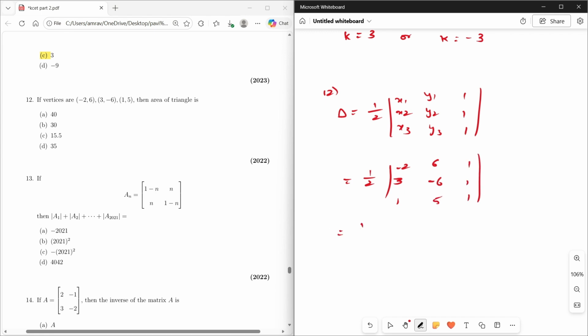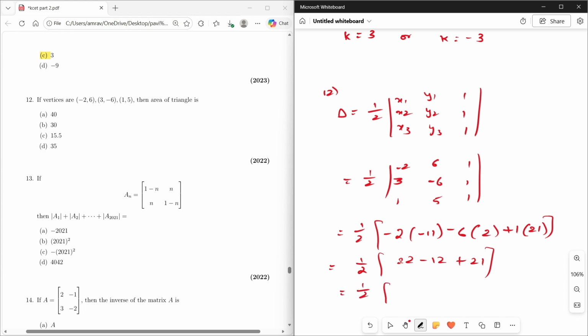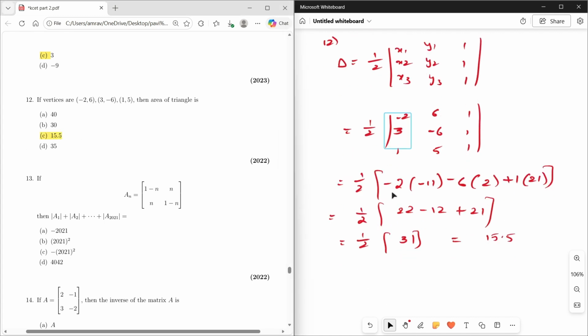Just expand this: 1 by 2 into minus 2 into minus 6 minus 5, which is minus 11, minus 6 into 3 ones are 3 minus 1, which will be 2, plus 1 into 3 5s are 15 plus 6, which is 21. Okay, so this is equal to 1 by 2 into 22 minus 12 plus 21. So again 22 minus 12 plus 21, just add them: 22 plus 21 is 43, 43 minus 12 is 31. So when you divide this by 2, you will get 15.5. So what is the answer then? It is 15.5 square units. That's it. Very simple question.